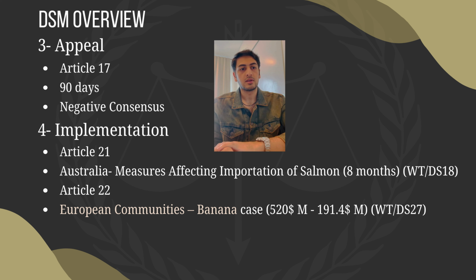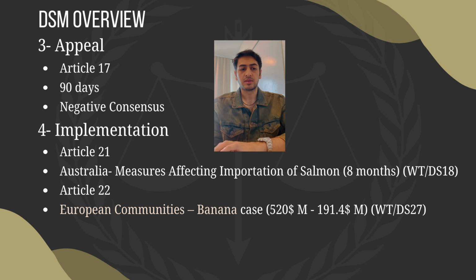For example, in the Australian measure affecting importation of salmon case, 8 months was considered for Australia to bring its measure into conformity. The victorious member may request commercial sanctions or suspension of concessions if the final stipulations are not met within the agreed time frame. Members must negotiate for at least 20 days before submitting the application. If no agreement is reached, a panel is formed to assess the harm and appropriate compensation.